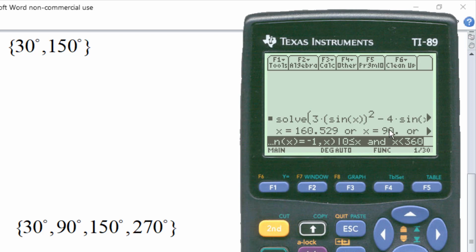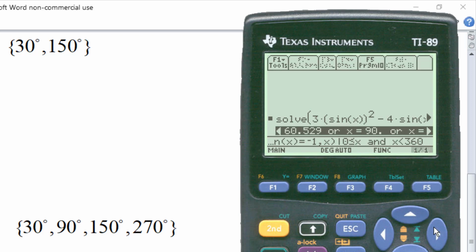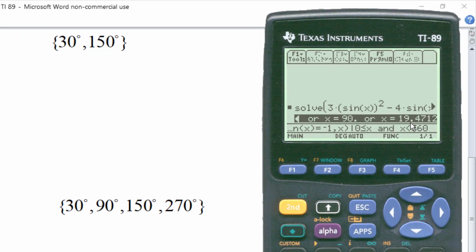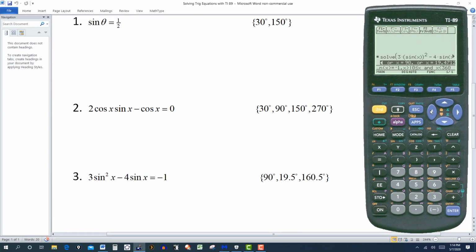And then 90 degrees right there, of course you have it right there. And if I go to the right, you get 90 degrees, and then you get the 19.47. So rounding that to one place is 19.5 degrees. So there you have all of them.